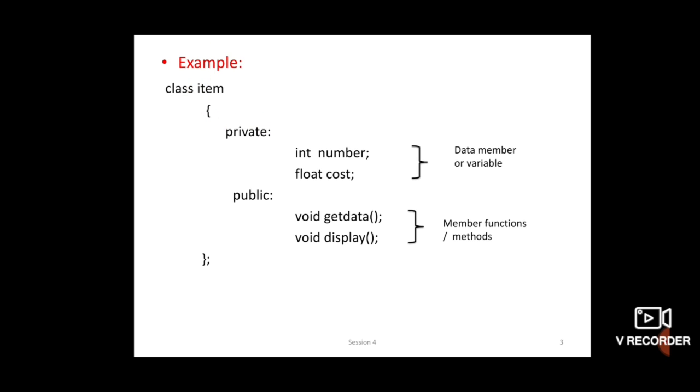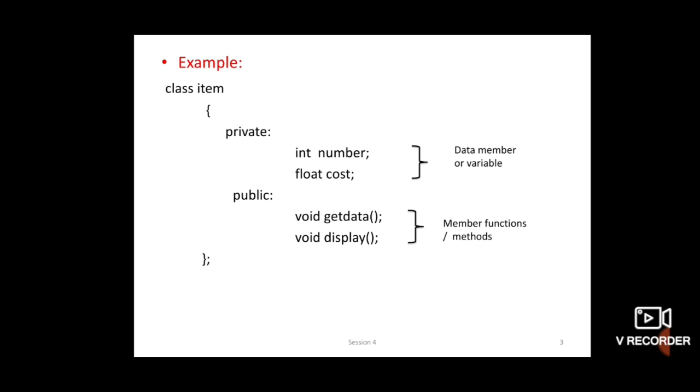Okay, get data and display, these two functions are declared under this class atom. So this is a member of this class. These two functions, get data and display, are members of this class. Like this, suppose you are all 12th B class students, meaning 12th B is a class and under this class 80 students are there. So students are members of the 12th B class.